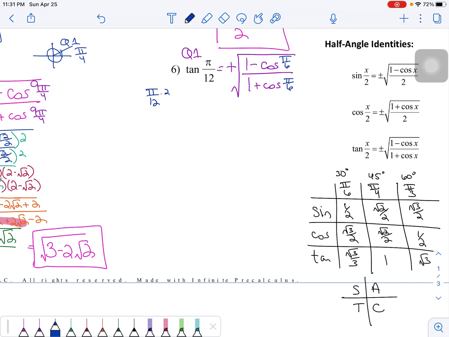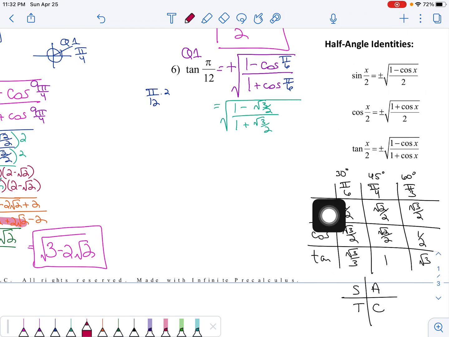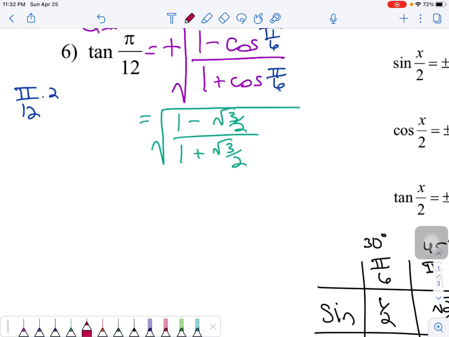Now, pi over 6 conveniently is already a reference angle for us, so it's nice to just work with that. So this is going to be the square root of 1 minus cosine of pi over 6, which is root 3 over 2, over 1 plus root 3 over 2. Now I'm going to pause here for a second because I no longer need the identities. I don't need the trig chart. I just need to use my ability to simplify expressions.